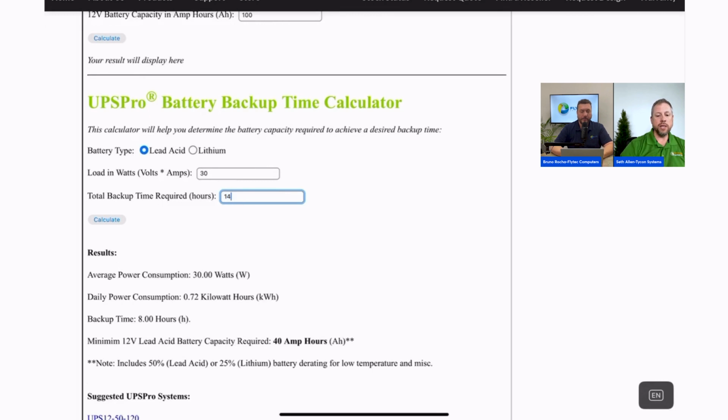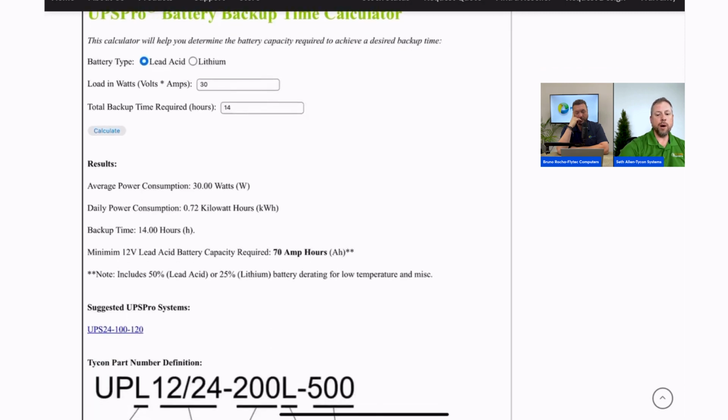You can do that same system, choose 30 watts continuous, put in 14 hours of backup power. Now you need a 70 amp hour battery bank. What happens is when the lights turn on, it charges your batteries. You're running off of AC power. When the lights turn off, you're now running off a battery during the day. So you would need the UPS 24-100-120, double the battery bank size at 120 watts. A very simple calculation, but it gives you some extra peace of mind, or just when you need that dedicated power, you can't go down no matter what.